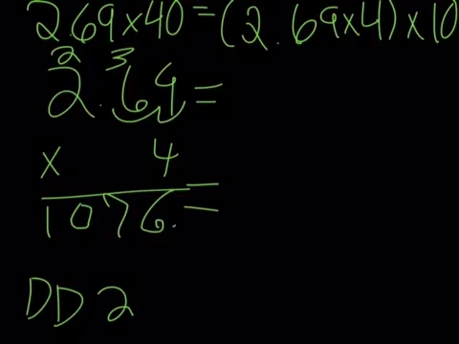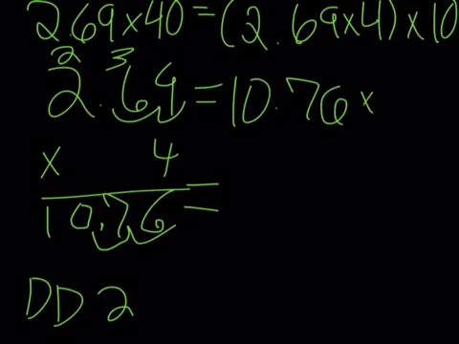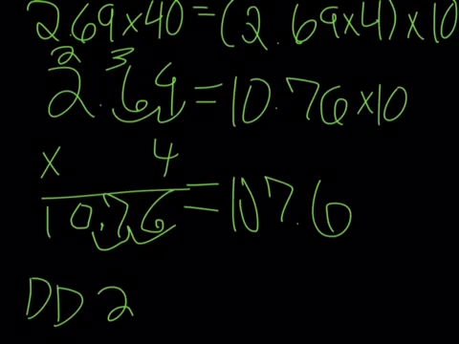And then you would do the decimal over 2 times, which would be 10.76. And then you would do 10.76 times 10, which equals, all you have to do is move the decimal over to the right 1 space. So it would be 107 6/10.